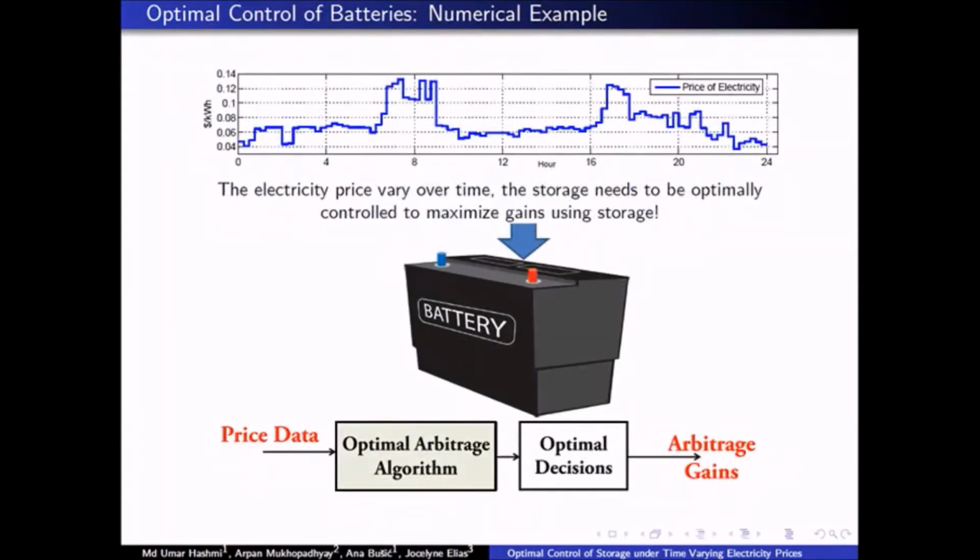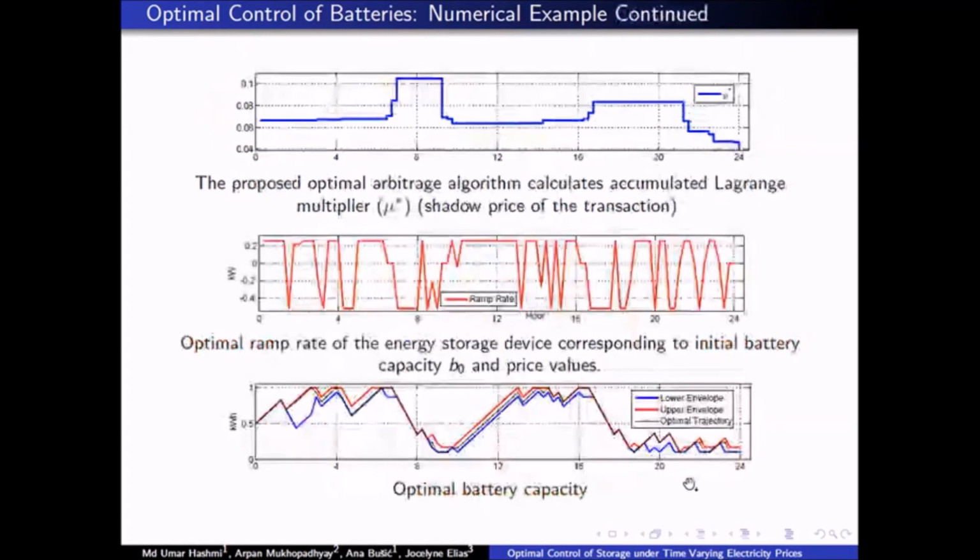Taking a numerical example, the first plot here shows the price of electricity over a day. This is a real data from New York ISO. Now our objective is to control this battery in an optimal way such that the gains are optimal. So we have the price data. Using our proposed optimal arbitrage algorithm, we will take optimal decisions and maximize the possible gains.